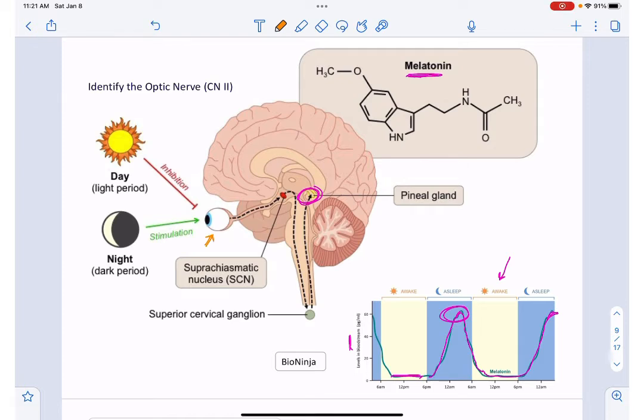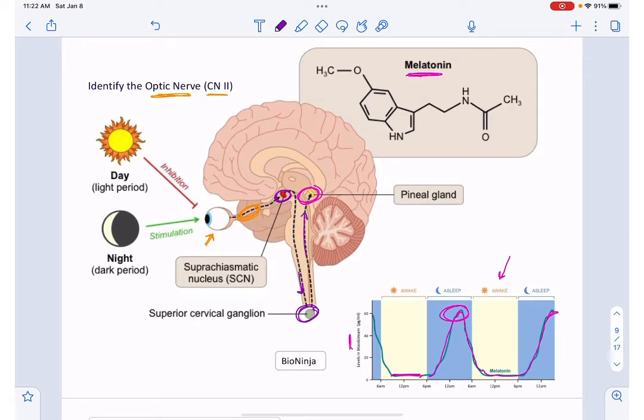So the eyes are going to detect this visual information, this lack of light, this darkness. And that sensory information is going to be taken to the brain by this nerve right here, which is the optic nerve, cranial nerve 2. So this is all nervous system involvement. And that information is going to be taken to the hypothalamus, specifically this area of the hypothalamus called the suprachiasmatic nucleus. And from there, the hypothalamus sends it down to this region of the spinal cord in the cervical region, this area called the superior cervical ganglion. And then that information is sent back up the spinal cord through the brainstem to the pineal gland, where it stimulates the pineal gland to produce melatonin.